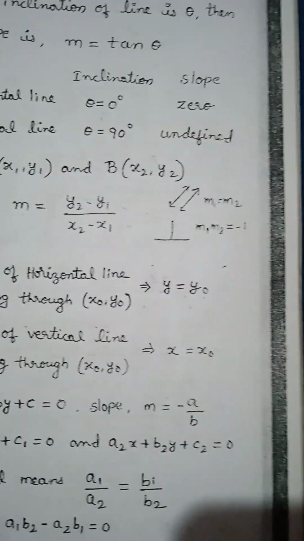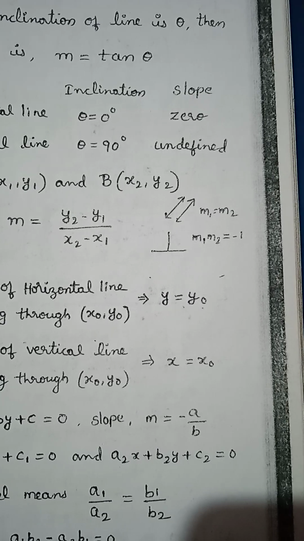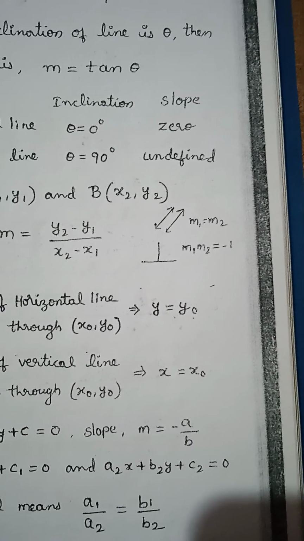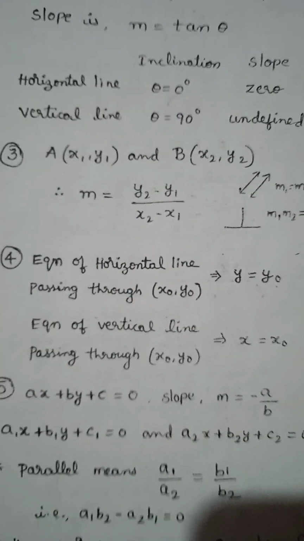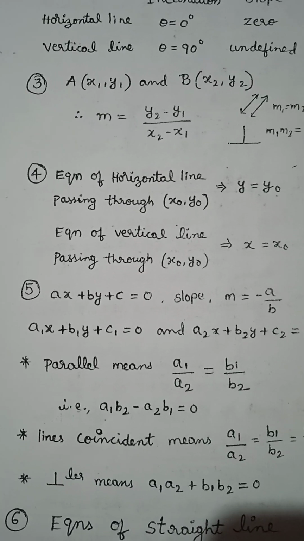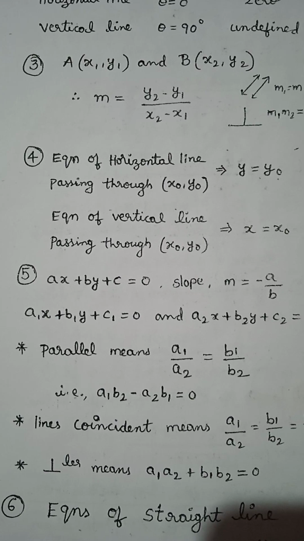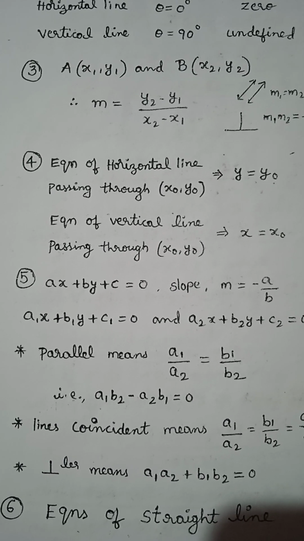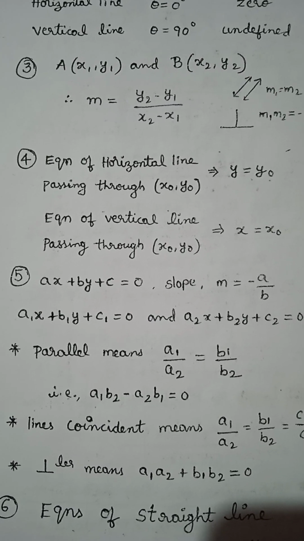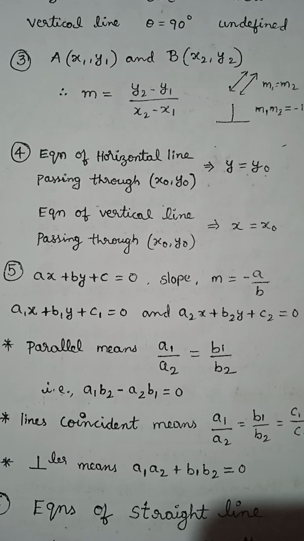If we have two parallel lines, then their slopes are equal. If the lines are perpendicular to each other, then the slopes satisfy m1 m2 equal to minus 1. Equation of horizontal line passing through the point x0 y0 is y equal to y0. Equation of vertical line passing through point x0 y0 is x equal to x0.